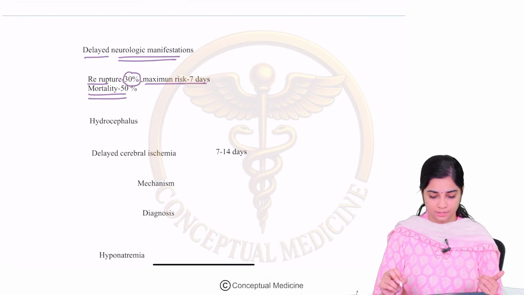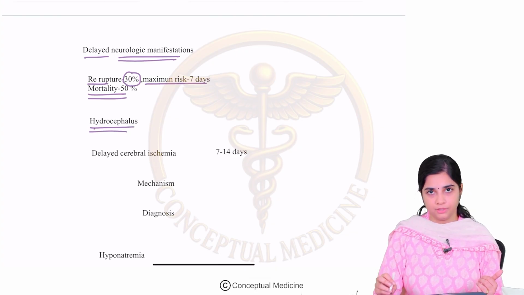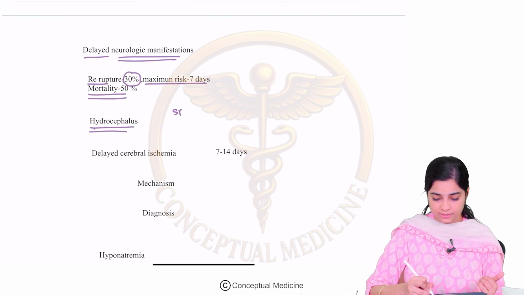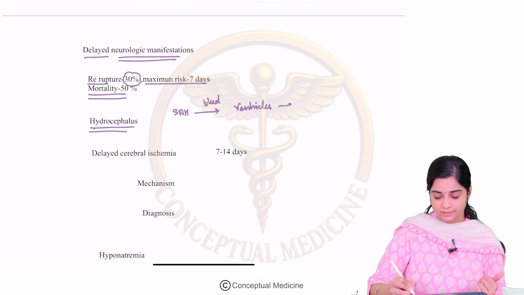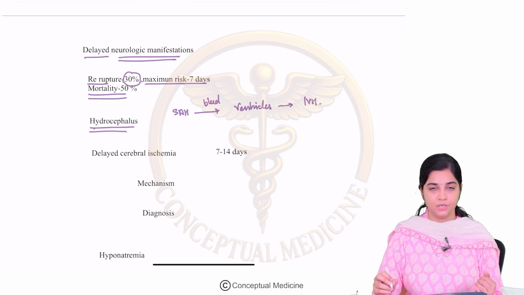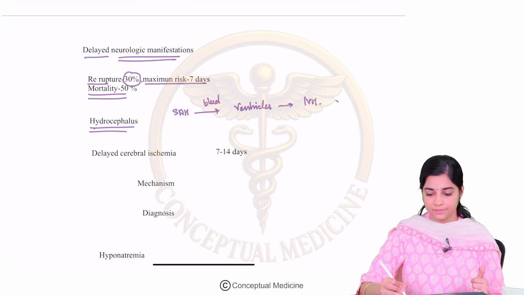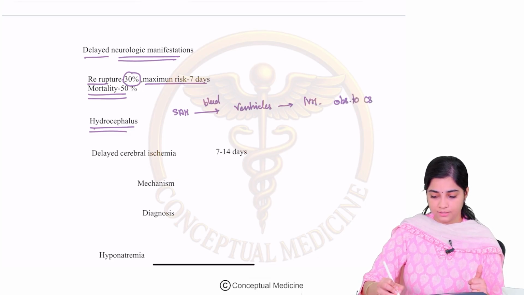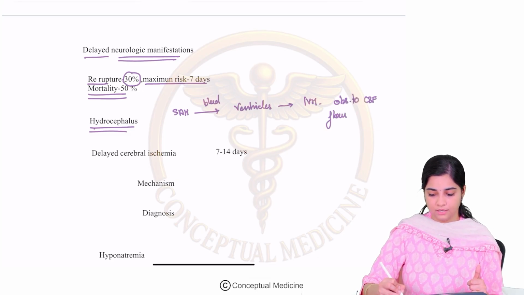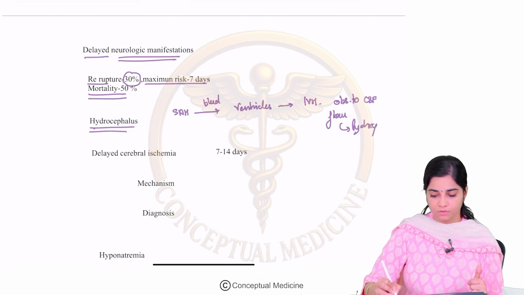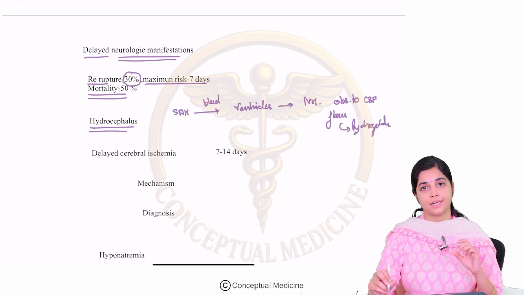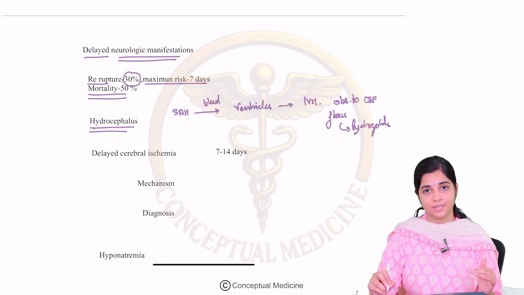So be very careful. Then there can be hydrocephalus. Why? Because if there is a subarachnoid hemorrhage, this bleeding can track on to the ventricles and result in intraventricular hemorrhage. When the blood gets pooled into the ventricles, it can cause obstruction to CSF flow and result in hydrocephalus. So the bleeding can track into the ventricles, cause intraventricular hemorrhage, obstruction to CSF flow and hydrocephalus.